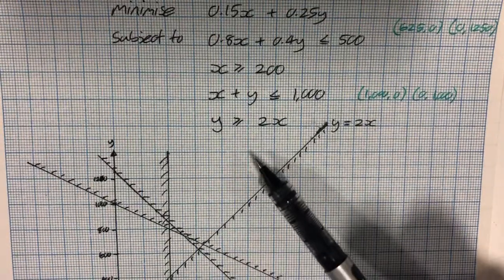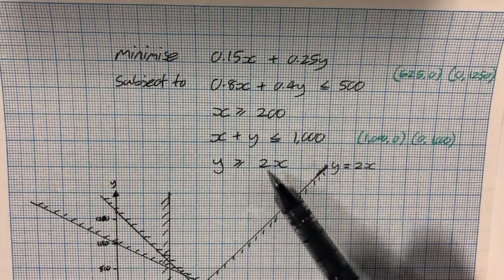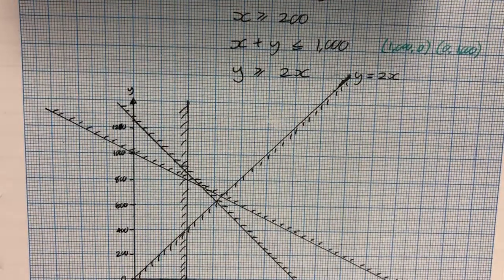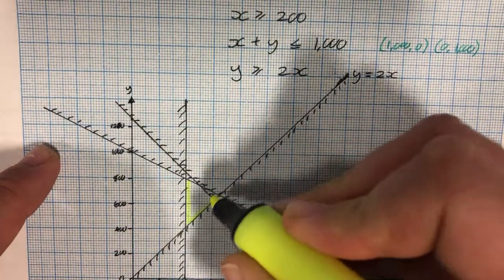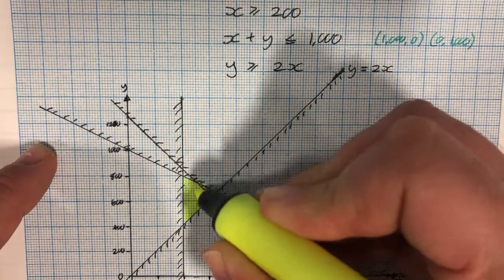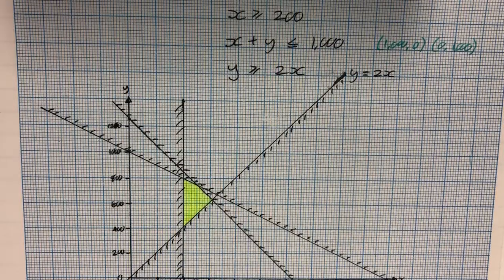Conversely, if I plug in x is 100 and y is 0, I'll get 0 is greater than 200, which is obviously not true, therefore we shade that side of the line because we don't want it. That leaves us then with this little region in here, which is the feasible region. So that's my feasible region in this case.